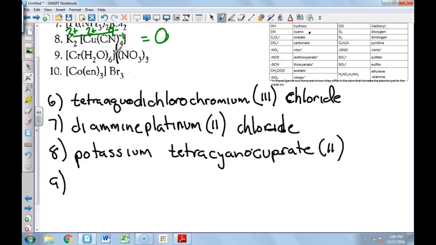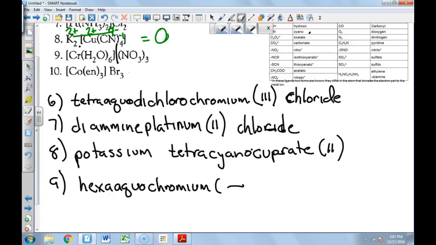So for number 9, again, we'll split it in half, name the positive side. So this is going to be hexaquo. And then Cr is chromium. And we keep that name the same because it's part of the positively charged cation. And then chromium, and now we have to figure out its charge. Actually, I'm going to show you a different kind of timing for this. I'm going to just leave that blank. And now I'm going to name this half.